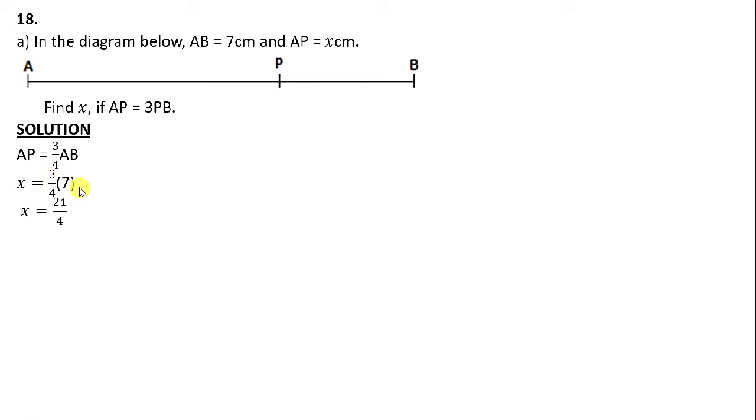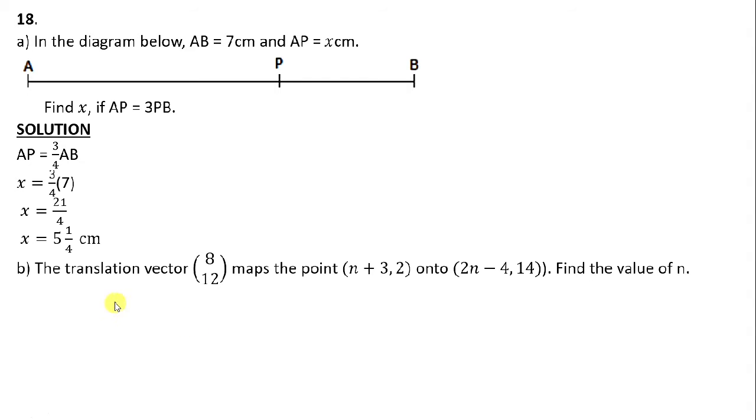So if you multiply the numerators, 3 times 7 will give us a 21. And then our denominator is 4. Our X will be divide 4 into 21. You get a 5, remainder 1 over 4. So our X is equals to 5¼ centimeters. That is our answer. We continue.